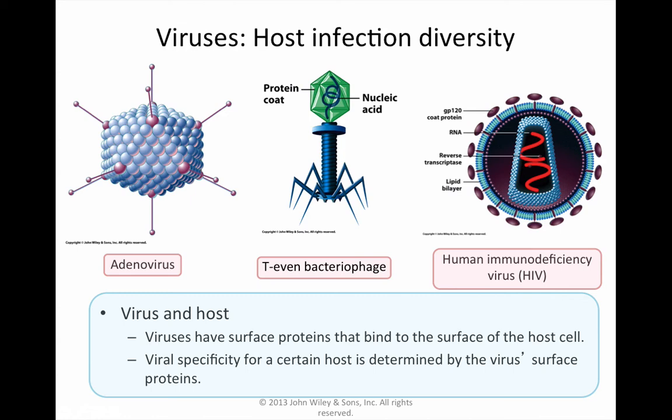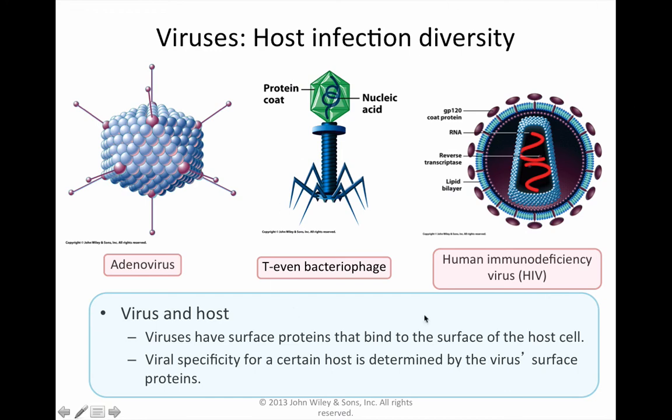So while viruses have that same basic structure of genetic material with some sort of capsid around it, viruses will look very different. Now, these three viruses that we see here, the adenovirus, bacteriophage, and HIV, their sizes are not equal here. We're just doing this for graphic purposes, but they are different in sizes as well.